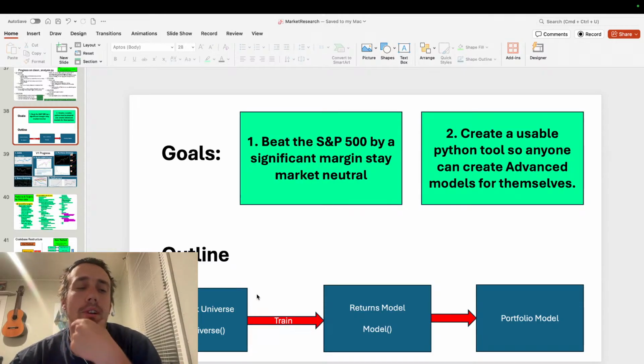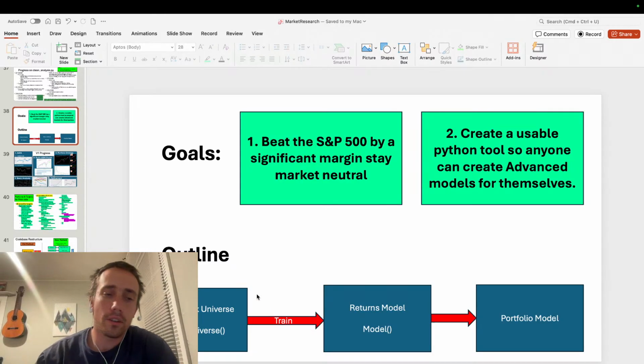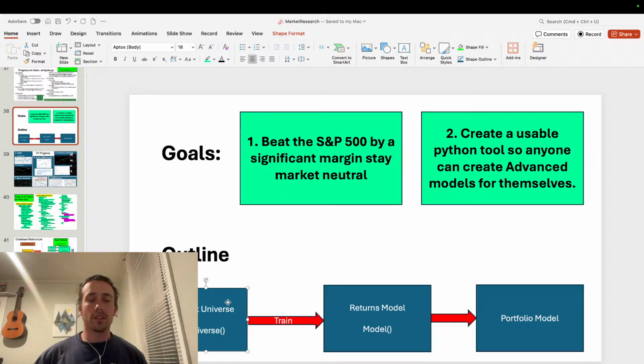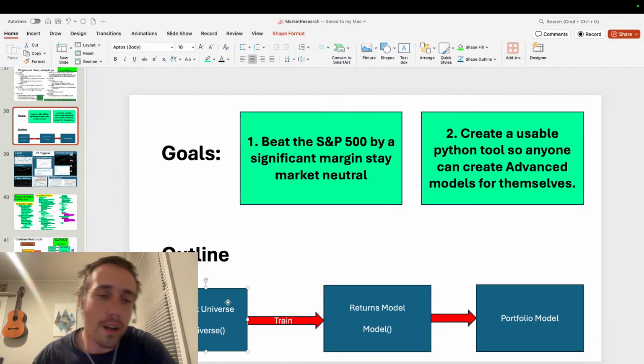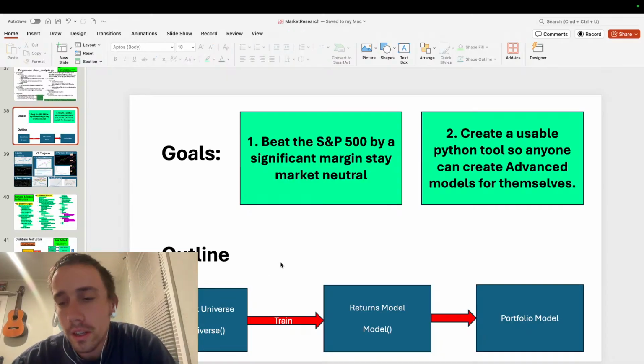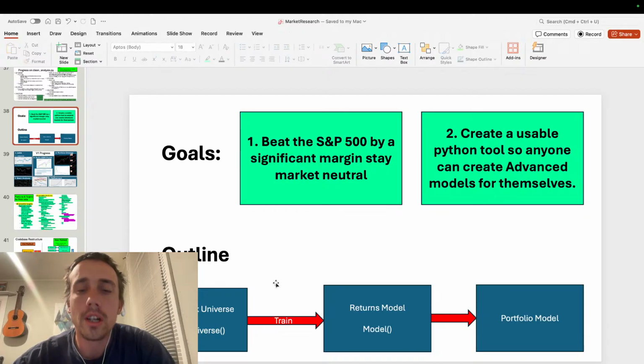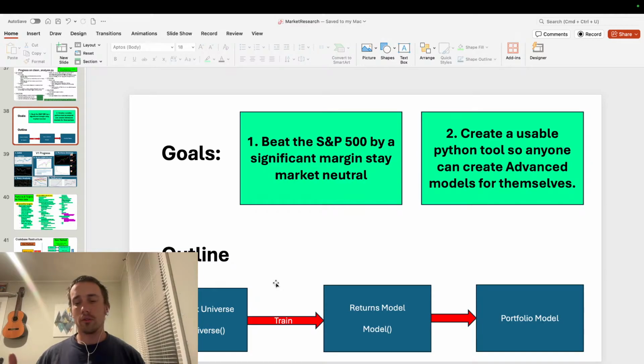So the first step, I have data going back to 2011. I don't want to use all stocks that are available, so I'm isolating a stock universe, and then feeding this into a model which should predict returns. It's predicting 5-day forward returns, 1-day forward returns, returns relative to the market average, probability of going up, things like that. And then once I have a good returns model, I'm going to feed it into the portfolio model. And the portfolio model is what controls position sizing in a portfolio.